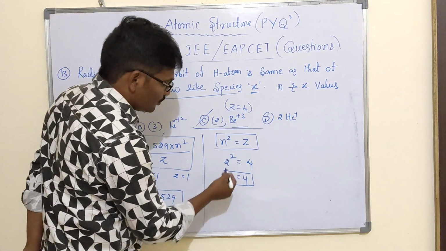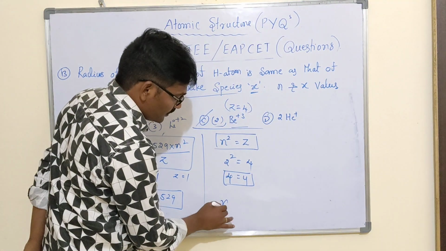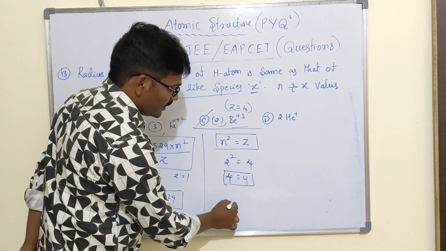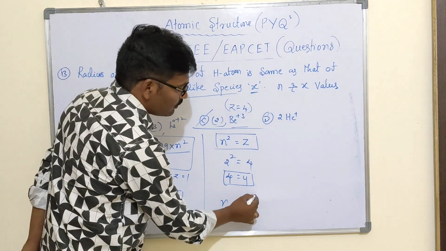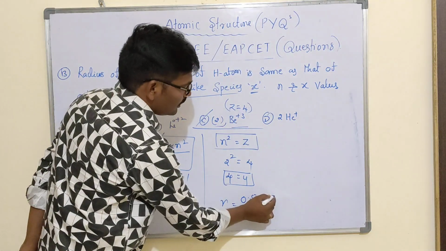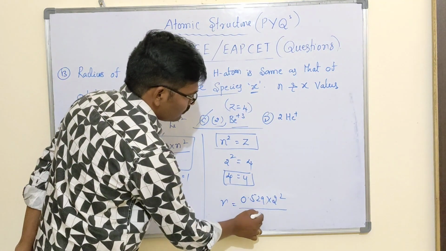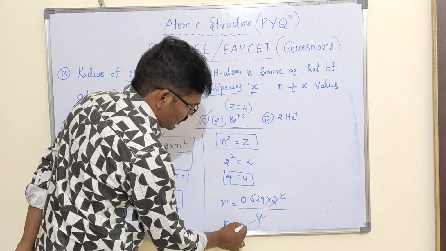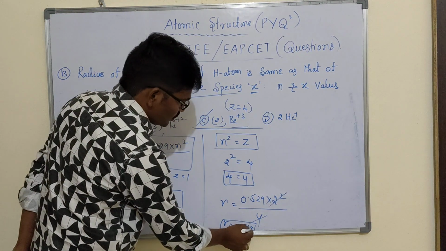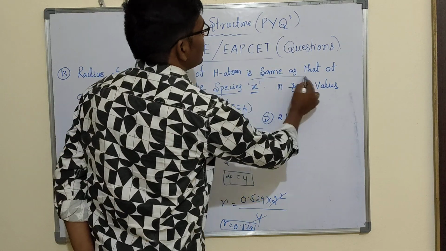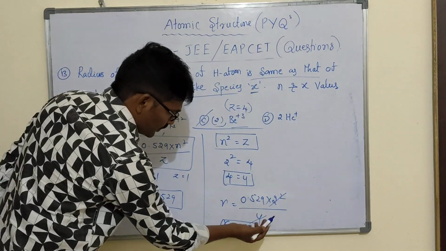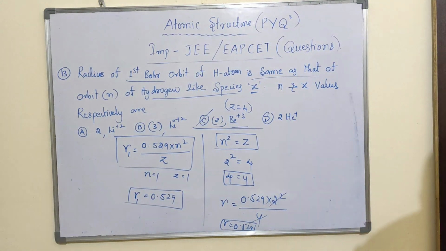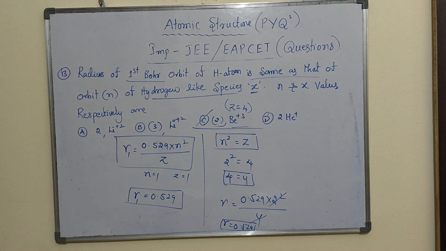So if both are there, the radius of the second orbit of beryllium ion would be 0.529 into n square value 2 square, then z value 4, 4 and 2 square cancel, then r equals 0.529 only. So what they told is the same as that, yes 0.529, 0.529, same both, right? Yes, note it all of you. Next question we'll discuss.